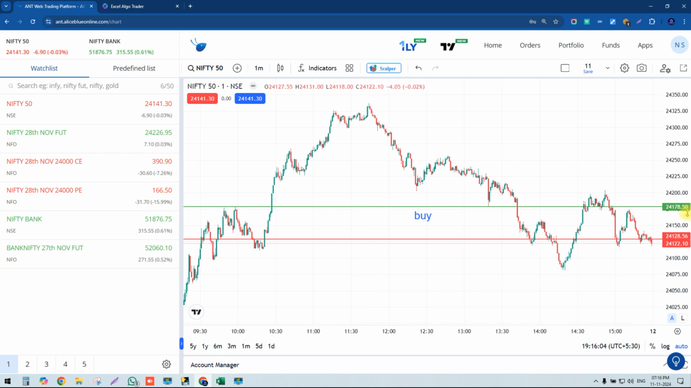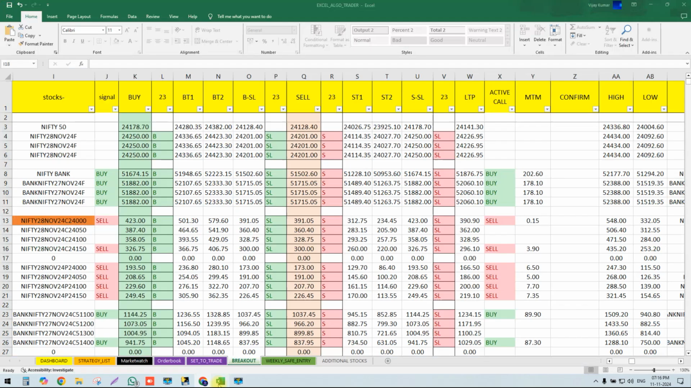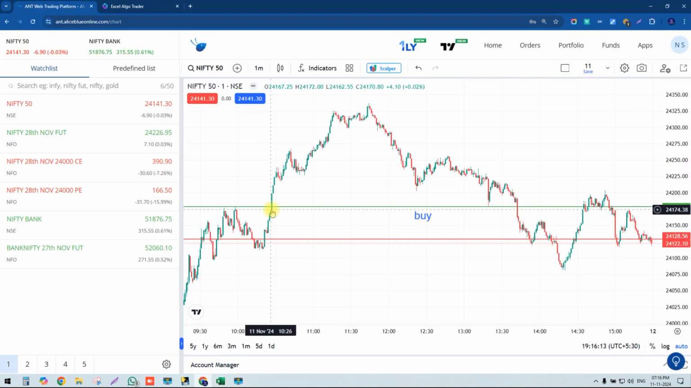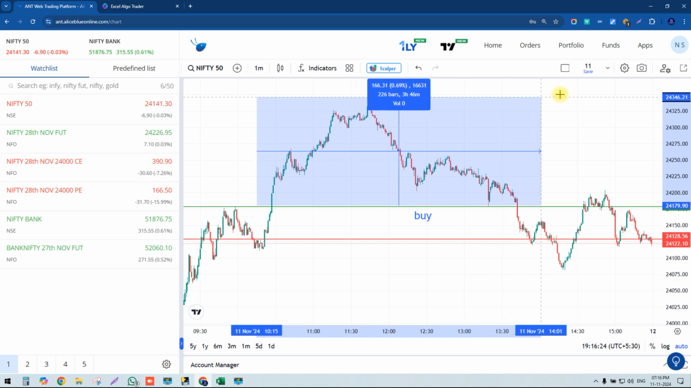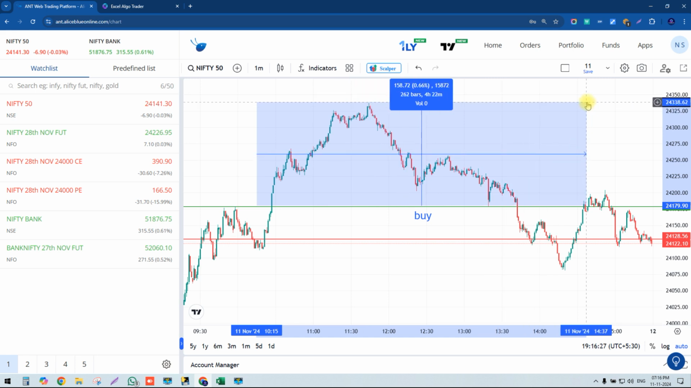Okay guys, here buy was generated at 178 exactly. You can see here buy was generated at 178, and the market went up to 334. Yes guys, let's mark it now. The market went up 158 points from the buy level. You can see exactly here our buy was generated, and the market went up 158 points. Okay guys, there is no need to buy or sell, everything happens automatically.